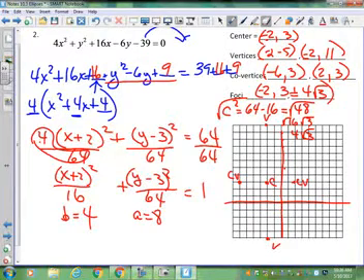Instead of writing 2 separate ones, I just write one big point with the plus or minus in there, and that takes care of it. Because it's really -2, comma 3 plus 4 square roots of 3, and -2, comma 3 minus 4 square roots of 3. But that's kind of long, so we just write it as a plus or minus to save writing.